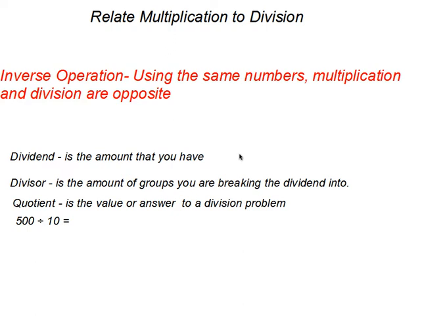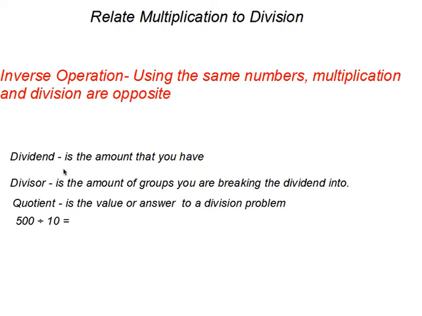So let's first look at the wording that you're going to hear. A dividend is the amount that you have, and these are words you hear with a division problem. Divisor is the amount of the group you are breaking the dividend into. The quotient is the value, or the answer, to a division problem.